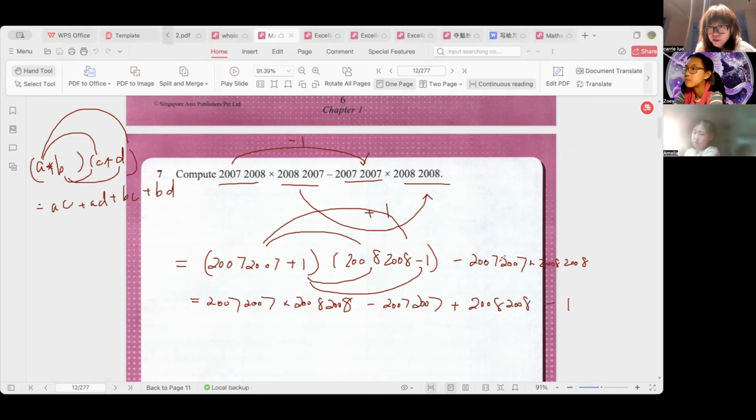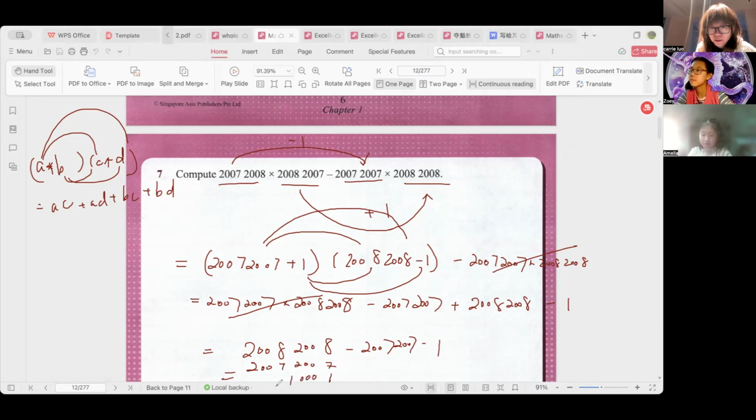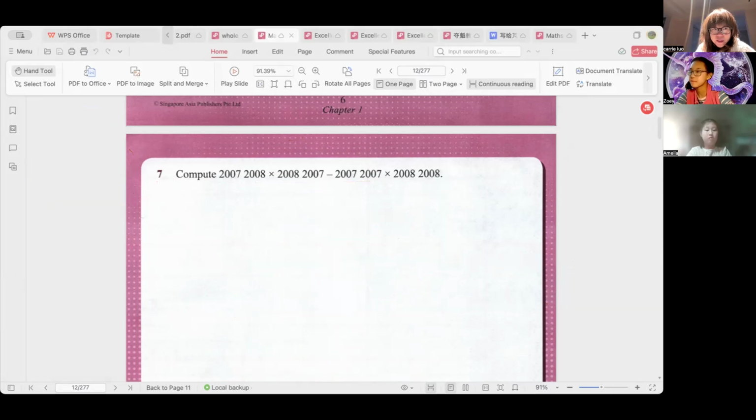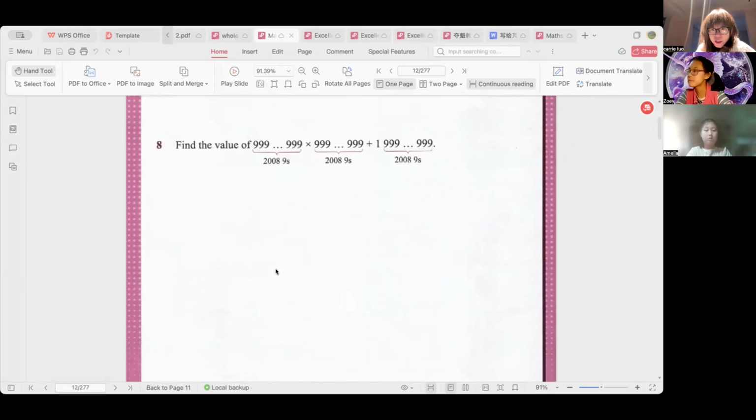Correct? Okay, so if you take a look at this one, this part is the same as this one. So we have the question is 2008, 2008 minus 2007, 2007 and minus 1. So 2008 minus 2007 equals what? So you can just put it here. Equals 10001. Minus 1. So the answer is 10,000. Amelia and Zoe, this question is a little bit hard because you need to change them, right?